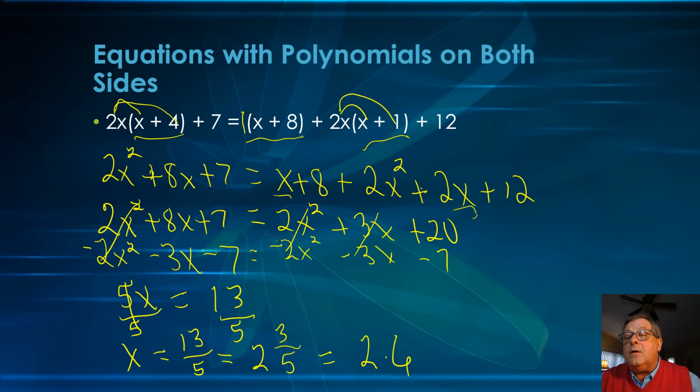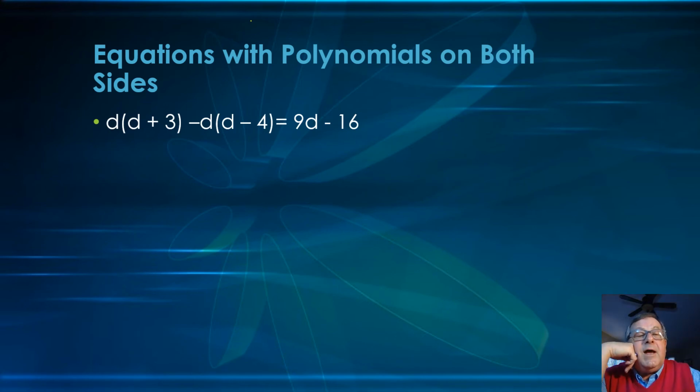Well, let's do one more just for fun, because I'm just having so much fun. All right, so now we got d times d plus 3, that's in parentheses. And then I got negative d, and I want to make sure I keep this not as subtraction, but treat that as a negative d, because I'm going to distribute it to the d minus 4, and that's equal to 9d minus 16.